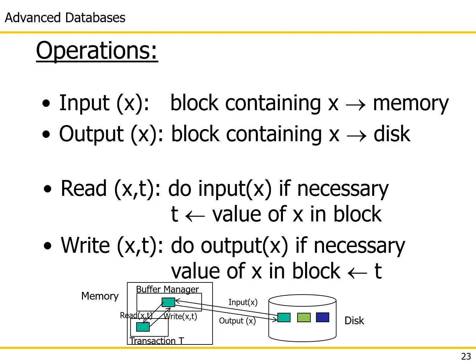Okay? When the buffer manager is doing the writing to disk, it's calling a method called output. So it will output X and put it on disk. And if the buffer manager would like to read from disk, it will call a method called input. So input will actually fill in X with some data from the disk. So the transaction will never call input or output. It's always calling read and write between it and the buffer manager.